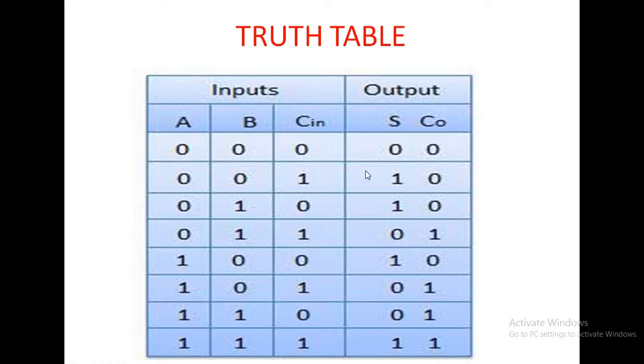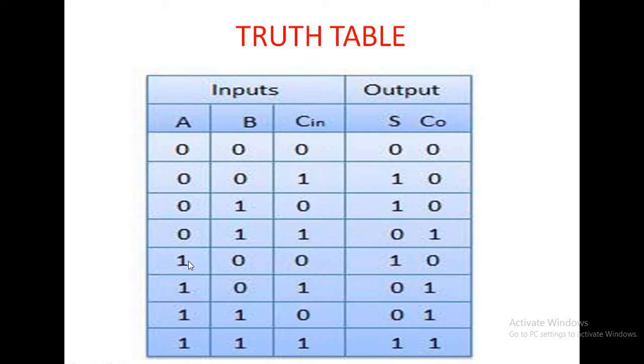Then how does S come? S is nothing but the addition of this 3-bit number. 0 plus 0 plus 0 is 0. 0 plus 0 plus 1 is 1. 0 plus 1 plus 0 is 1. 0 plus 1 plus 1, what is the result? 1 plus 1 is 10, which means sum is 0 and carry is 1.